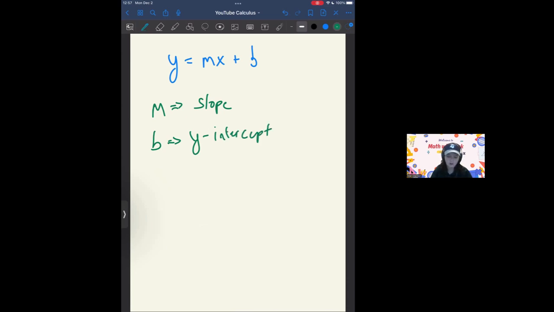And then what might be a little bit different term for you, but that I know you know, is y as a function, right? y of x. This is the same as saying f of x equals mx plus b, right? So that might look a little bit more like what calculus has been looking like for you so far.